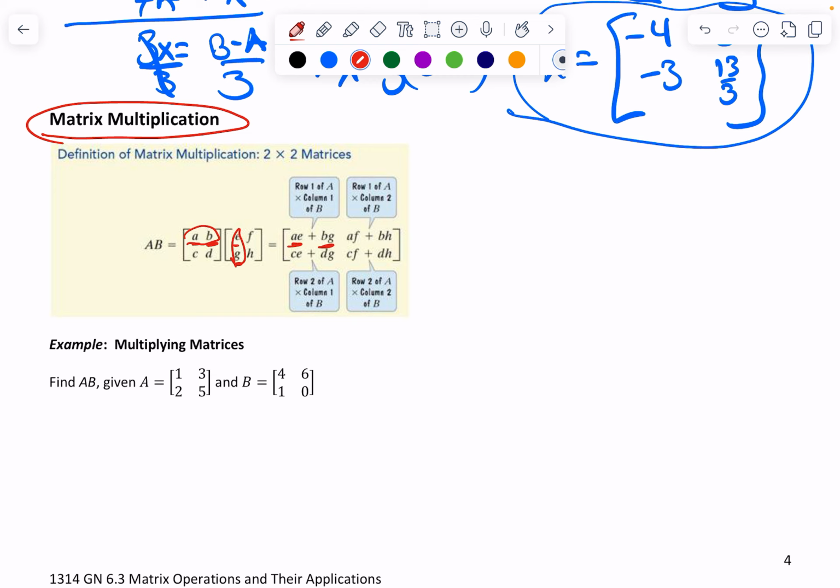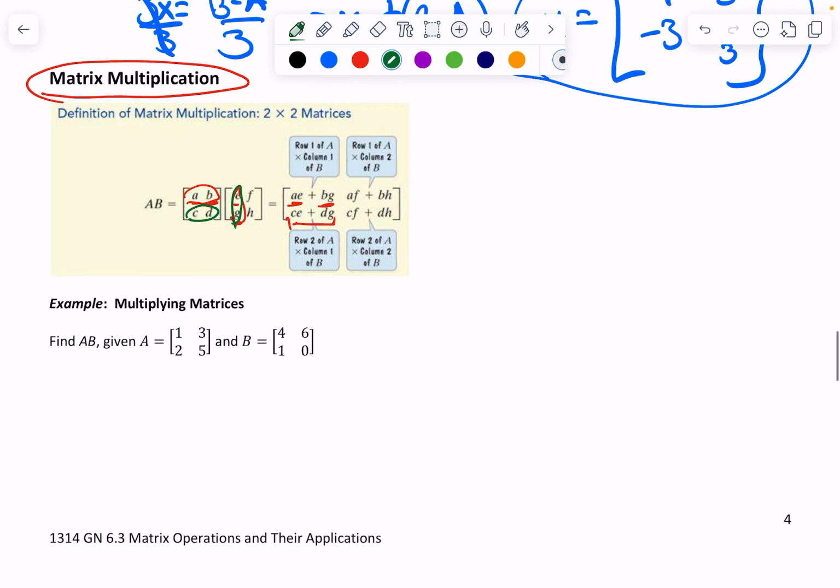So this one here is row 2 and column B. So we would take row 2 from A and column 1 from B. So C times E plus D times G. And then we get row 1 of A times column 2 of B. And then the fourth element is row 2 of A times column 2 of B.